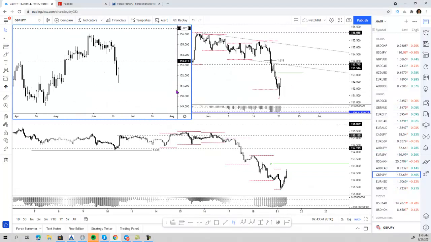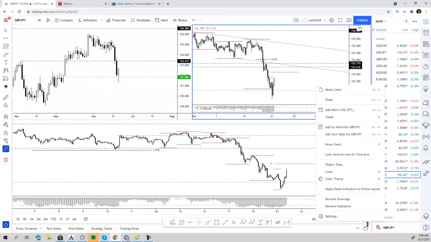Again, the pound yen just bouncing from that key level on the daily. Let me show you that it is around the 150-180. Yep, that key level on the daily. Let's put it on all of my charts. Like this, right? So that's the key level that we are bouncing from, right?